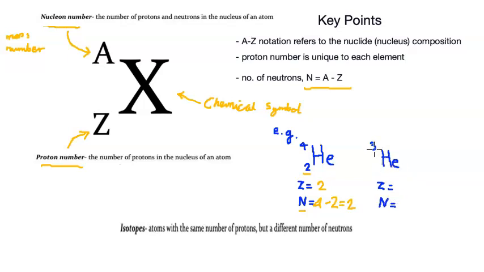We've got helium-3 here. The proton number is not given, but because it's helium, we can see that the proton number will be 2. And as before, we do the nucleon number 3 minus the proton number 2, and that will equal 1 neutron in the nucleus of helium-3. The definition of isotopes is atoms with the same number of protons but a different number of neutrons, and so these will be isotopes of helium.